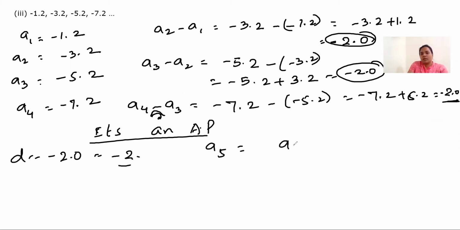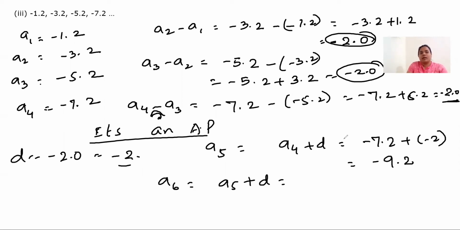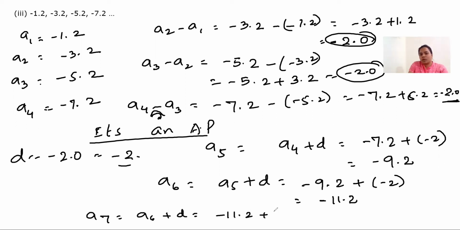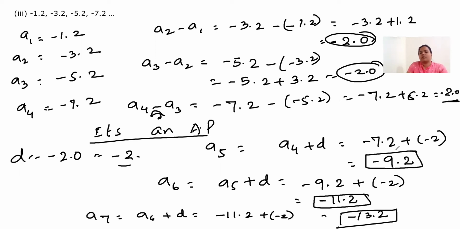Now A5 is A4 plus D. A4 is minus 7.2 plus minus 2. This will be equal to minus 9.2. A6 is A5 plus D. A5 is minus 9.2 plus minus 2. This will be equal to minus 11.2. A7 will be A6 plus D, minus 11.2 plus minus 2. This will be equal to minus 13.2. So next three terms are minus 9.2, minus 11.2 and minus 13.2.